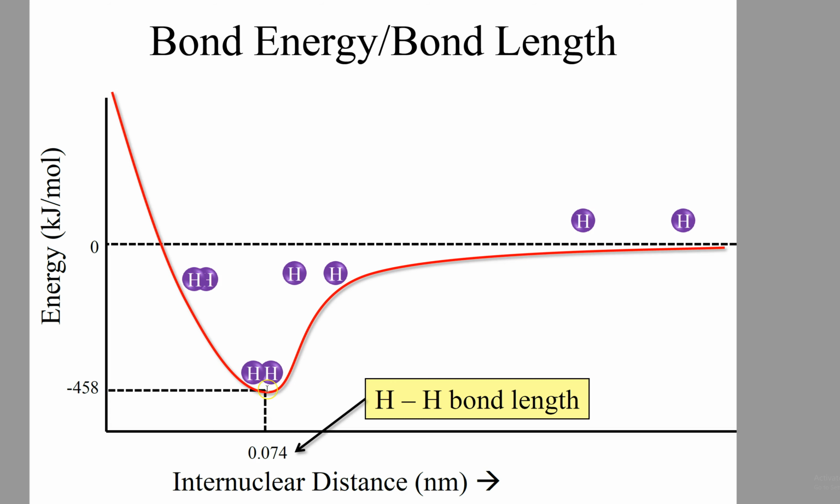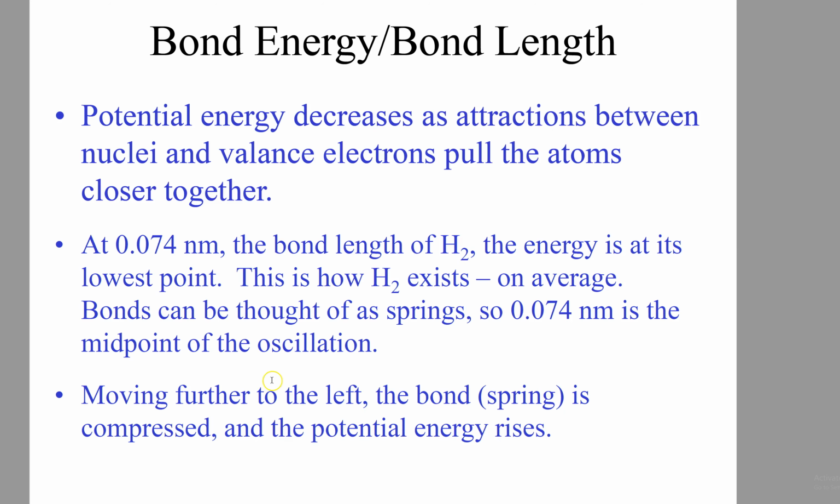And so scientists like to use this to figure out the exact distance of these bonds and how close they are to each other. So, in summary, let's go ahead and talk about how potential energy decreases as attractions between the nuclei and the valence electrons pull the atoms closer together. At 0.074 nanometers, the bond length of H2, the energy is at the lowest point, and that's why H2 exists on average.